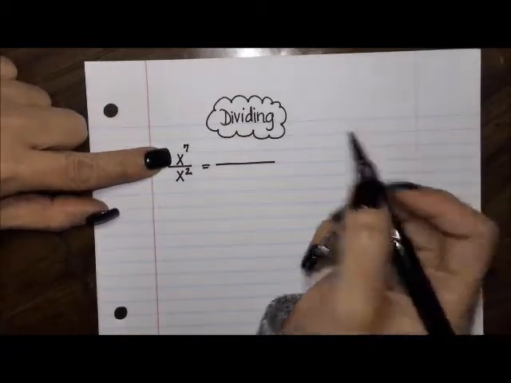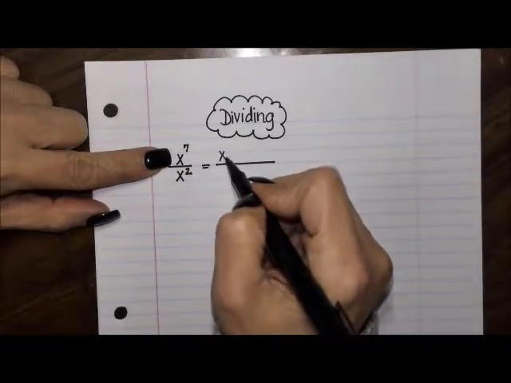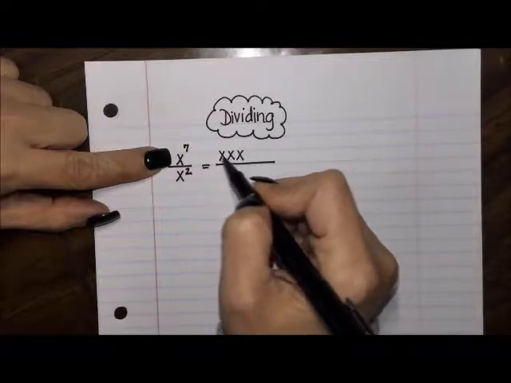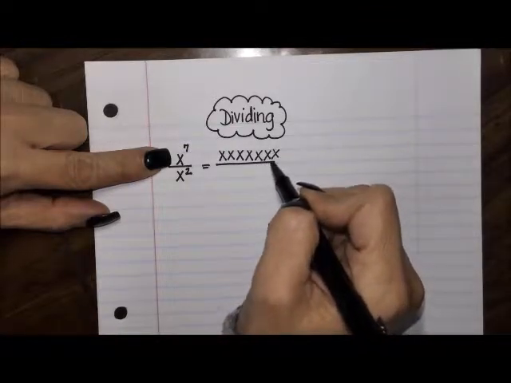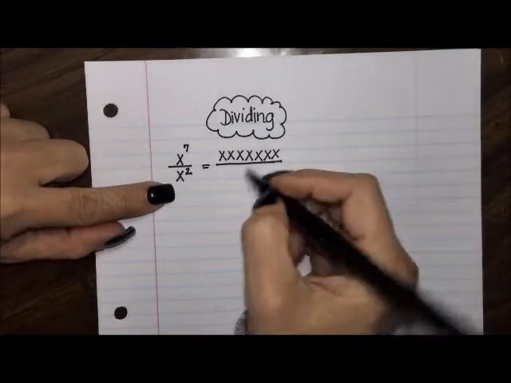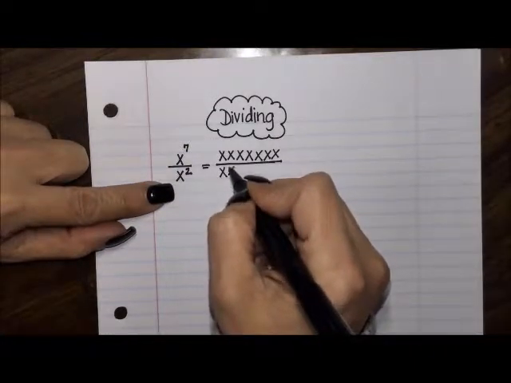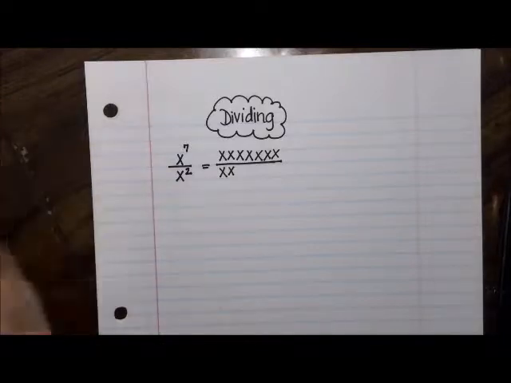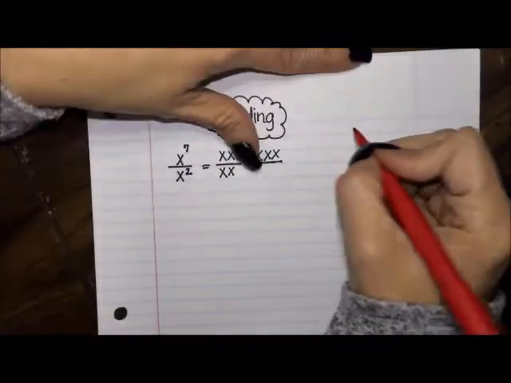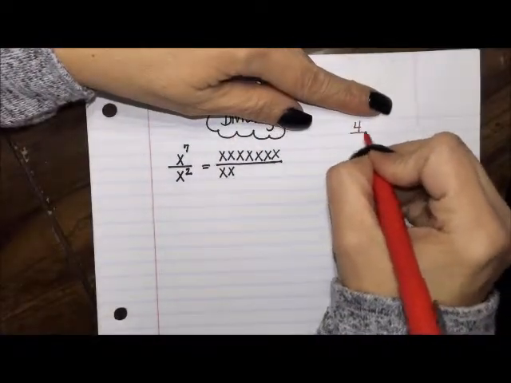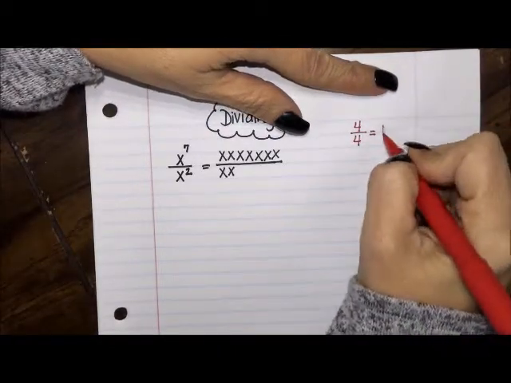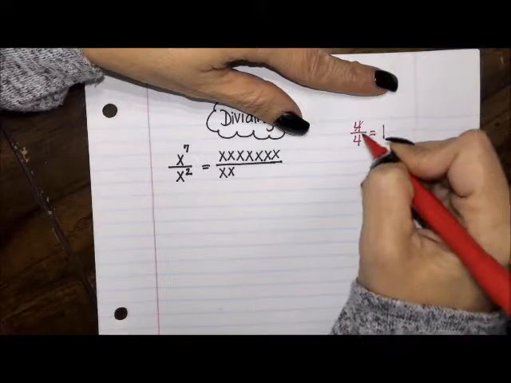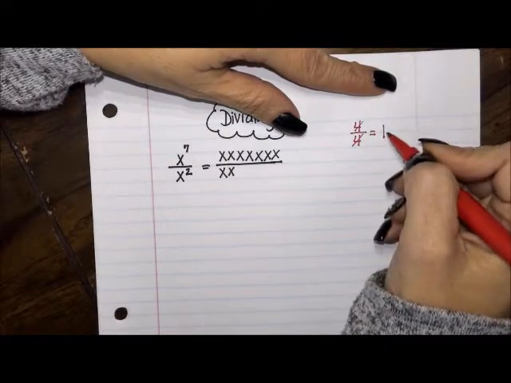X to the 7th power means that I have 7 x's up here. 1, 2, 3, 4, 5, 6, 7 x's on top. On the bottom, x squared means I have 2 x's. Now, if you go back, if I have 4 over 4, I would say that equals 1. 4 over 4 cancels out. 4 divided by 4 is 1.